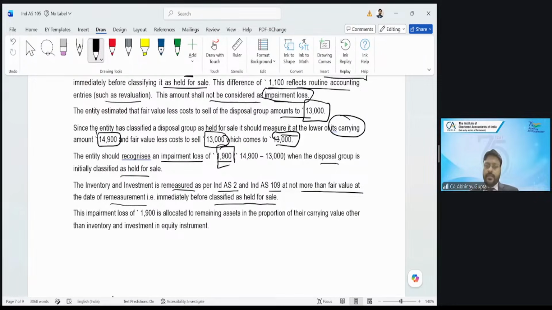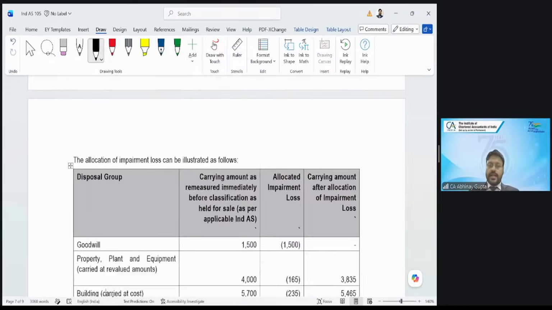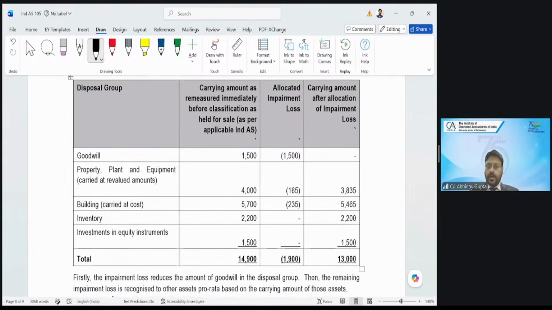So the impairment loss of 1900 is allocated to the remaining assets in proportion to the carrying value of other inventory and investment in equity. So inventory and investment in equity are anyway remeasured under Ind AS 2 and Ind AS 109, right? So they are not affected by this loss. So this 1900 has to be applied on other non-current assets. What are those other non-current assets?